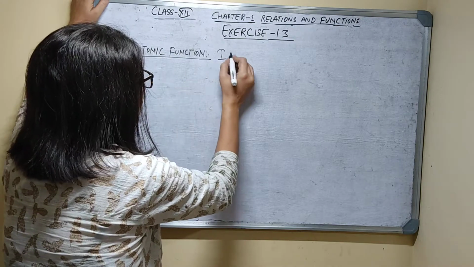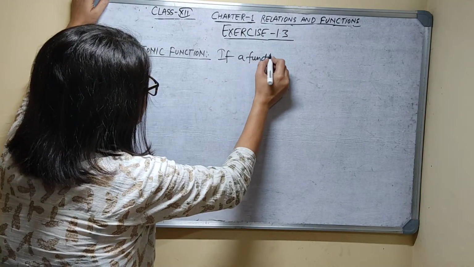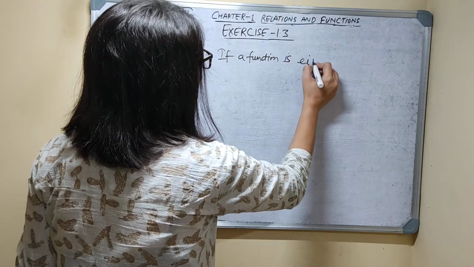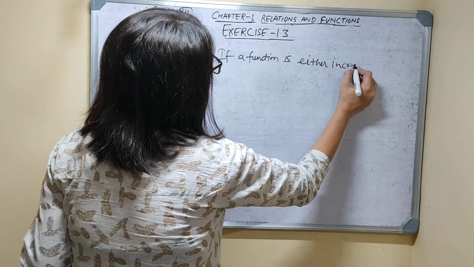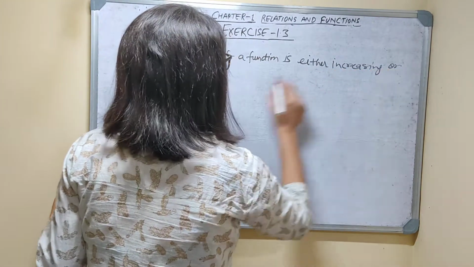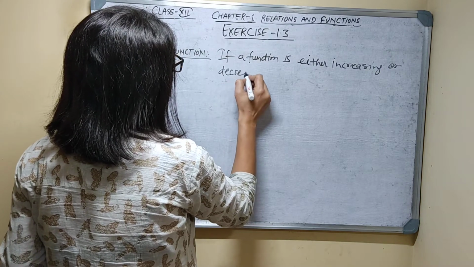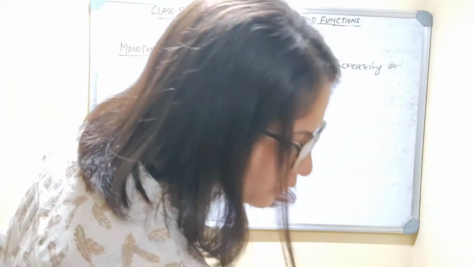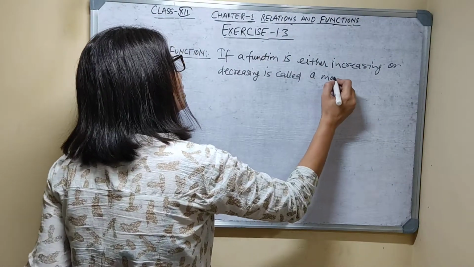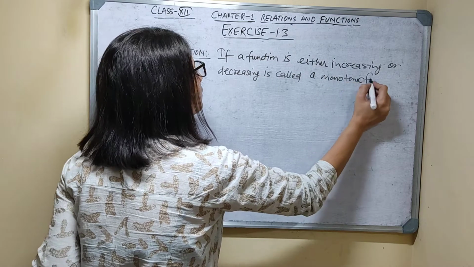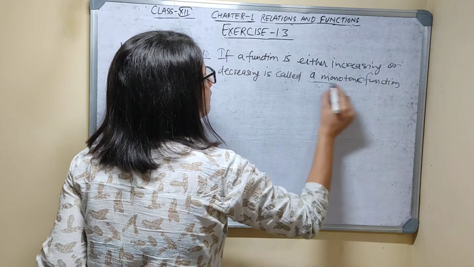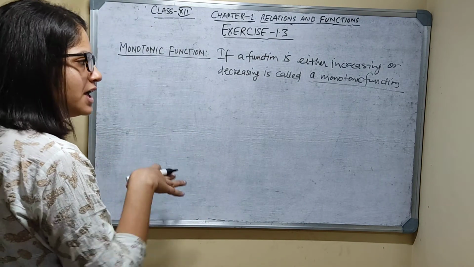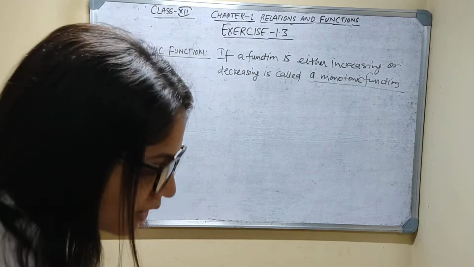So if a function is either increasing or decreasing, it is called a monotonic function. Simple, you will say that is a monotonic function. Whether a function is simple increasing function or decreasing function, you will say that is a monotonic function.